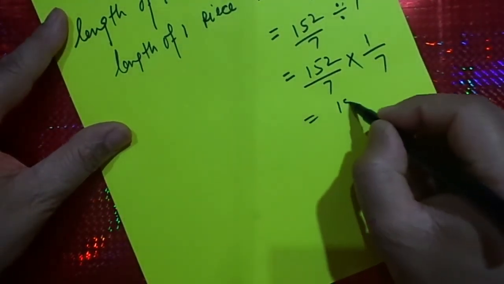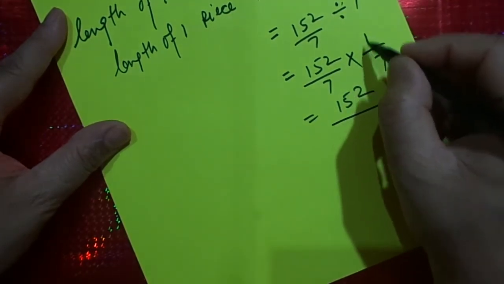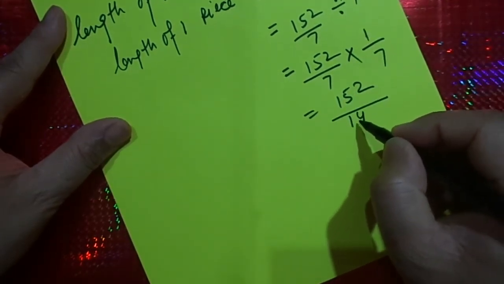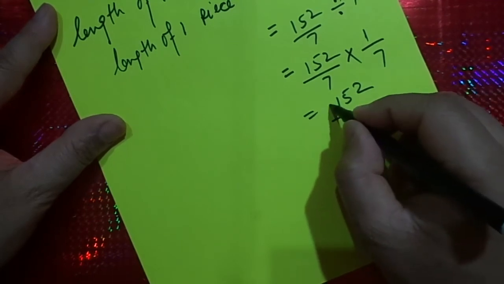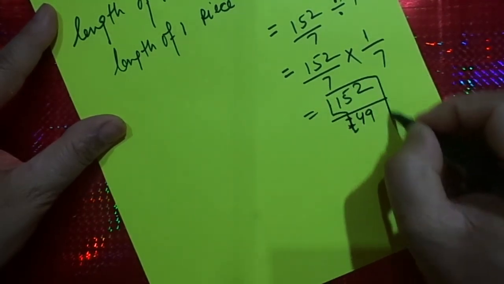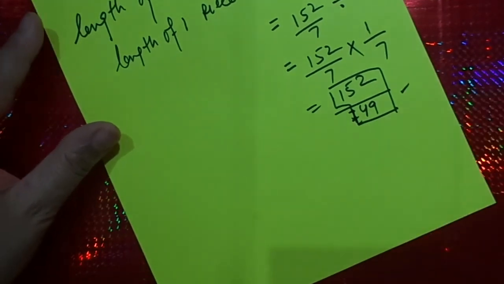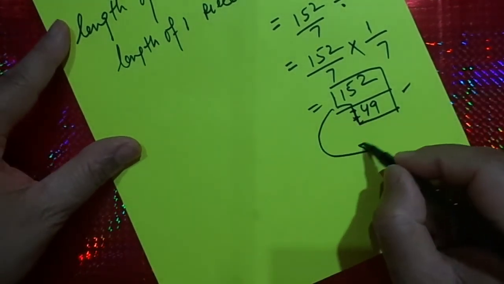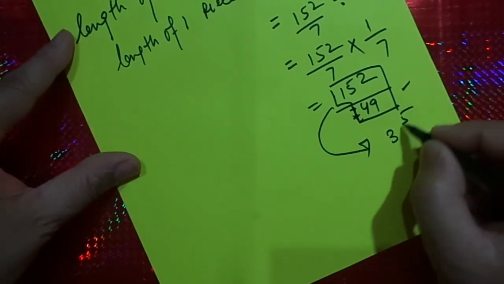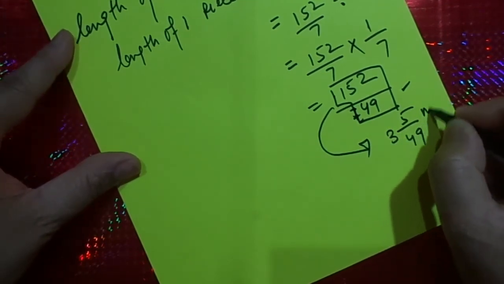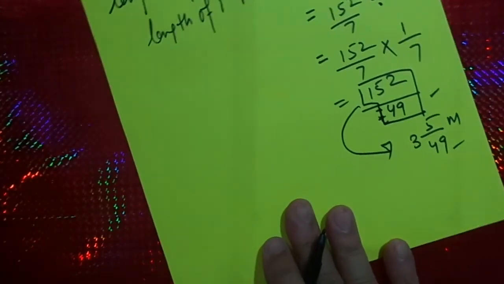Let's solve it. 152 into 1 is 152 by 49. You can also convert it into a mixed form, that is 3, 5 by 49 meter is your solution.